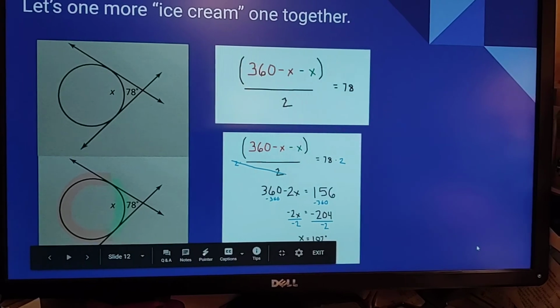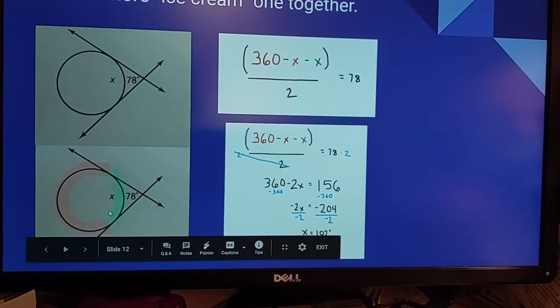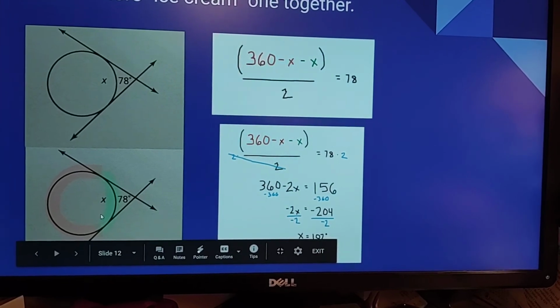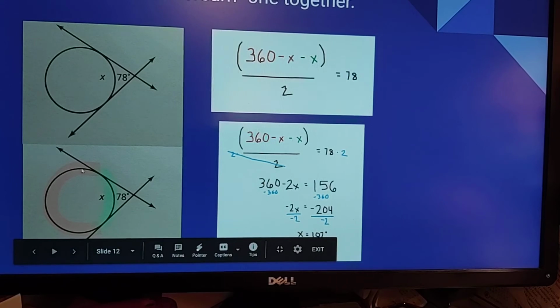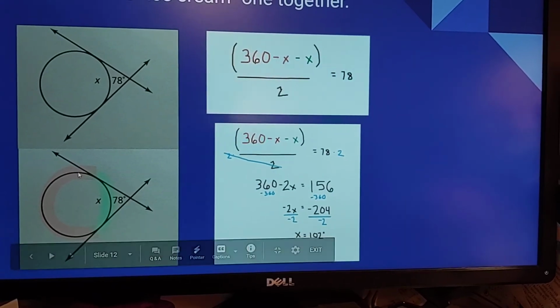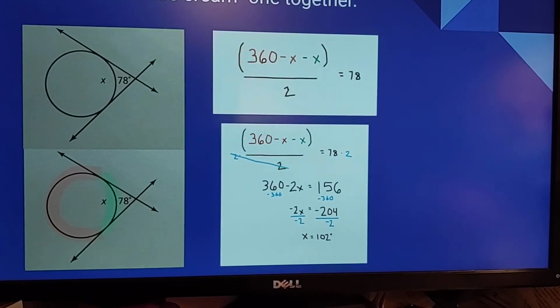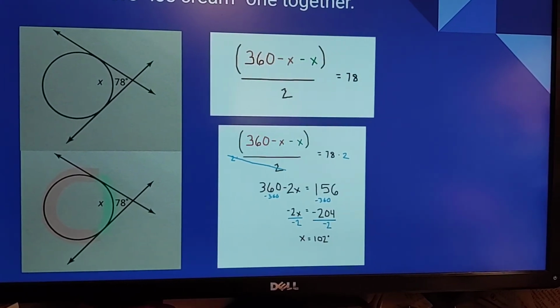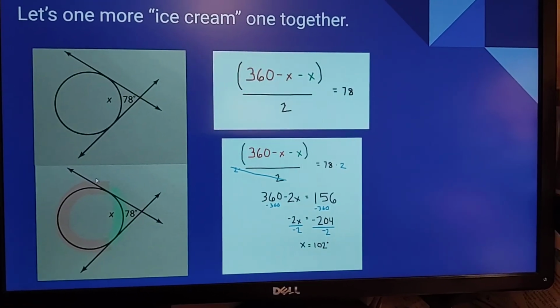Now, does that make sense? If x is 102 degrees, the green arc is 102. That would mean 360 minus 102 is 258, so the red arc would be 258. If I take 258 and subtract 102, and then divide it by 2, will I get 78? Yes. That is a good way to check your work, especially on a tricky one like this.